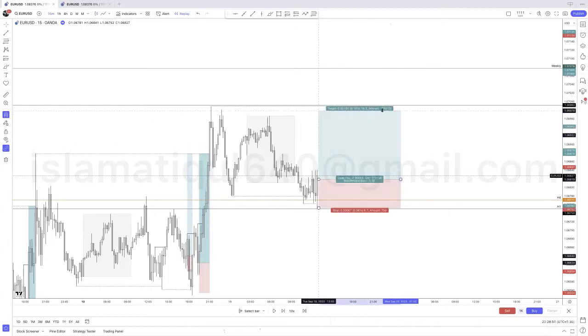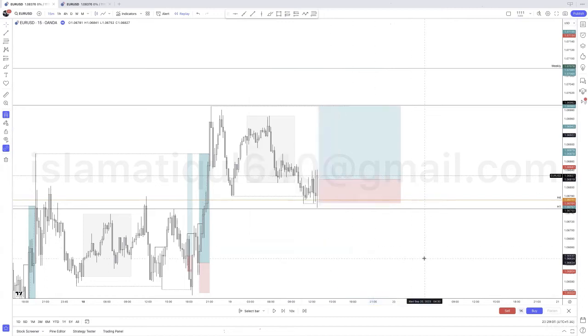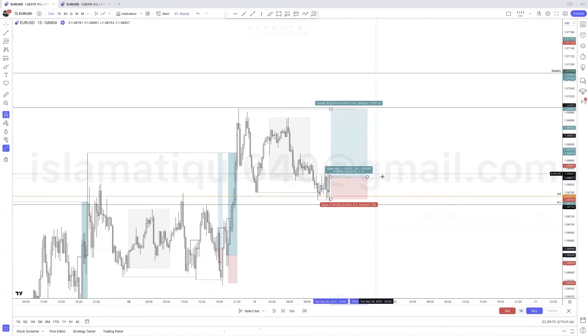Okay. But if I target here, I'm not even getting a 1:3. So I'm going to tighten my stop loss a little bit. I'll have 5.5 pips. I can get a 1:3. Okay, I can get a 1:3. So let's see. Time is good.